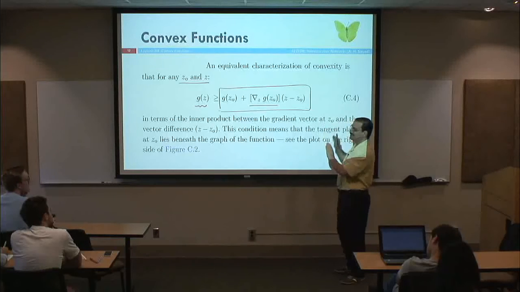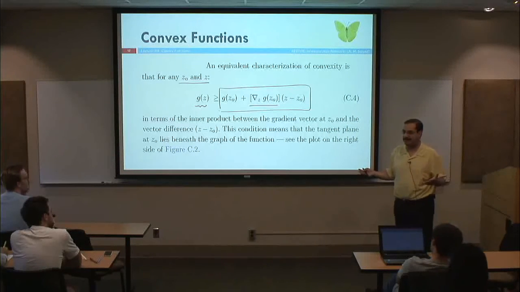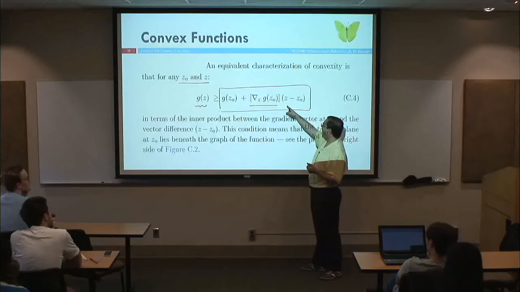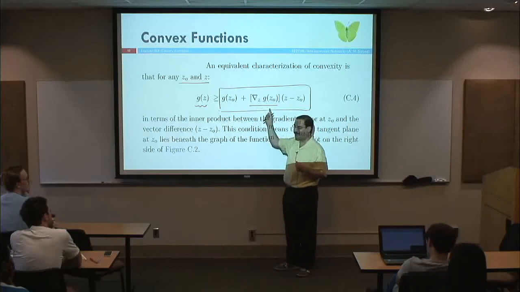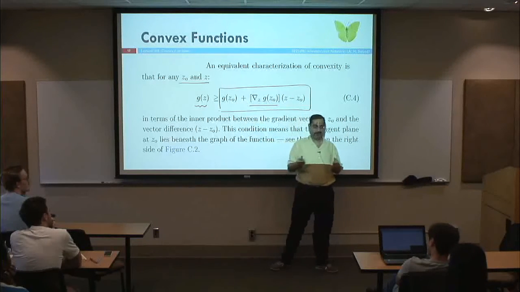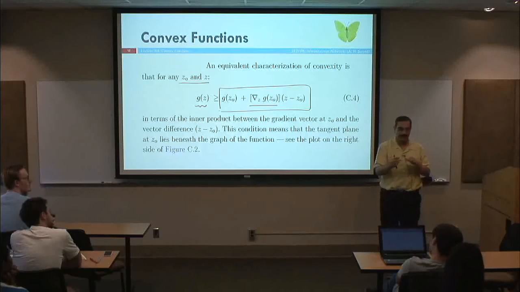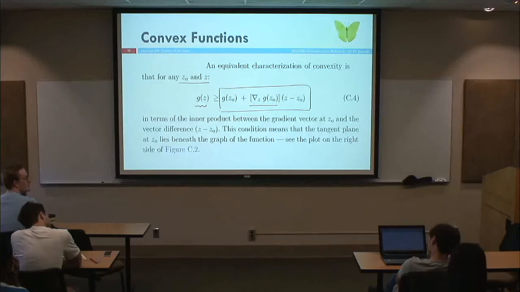You all agree that this is the equation of a hyperplane, right? In one dimension, this is the equation of a line. When z equals z0, the value of that hyperplane is g at z0. So this is a hyperplane or a line that passes through the point z0 and g of z0, right?